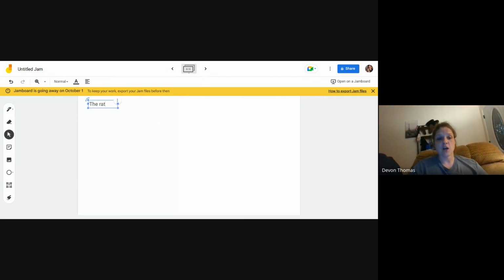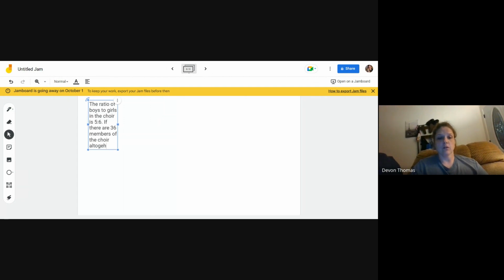the ratio of boys to girls in the choir is 5 to 6. If there are, oh, I don't know, 36 members of the choir altogether.